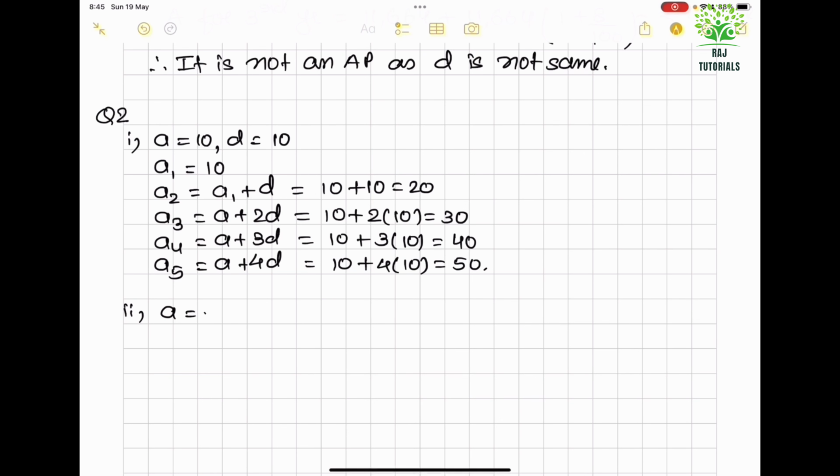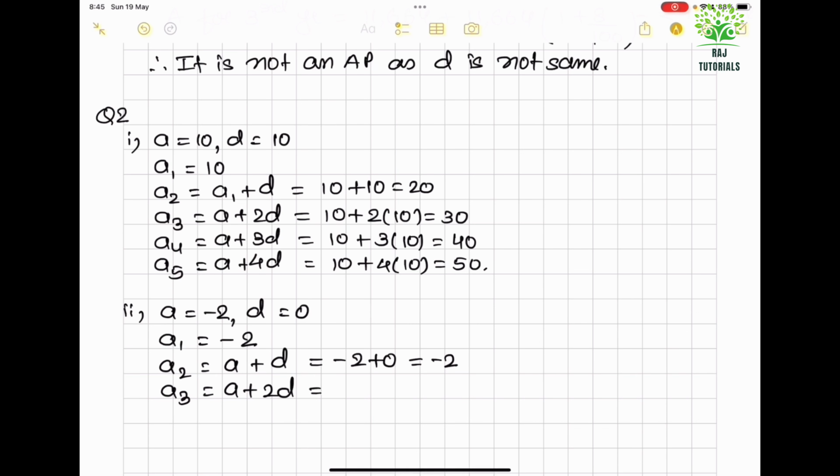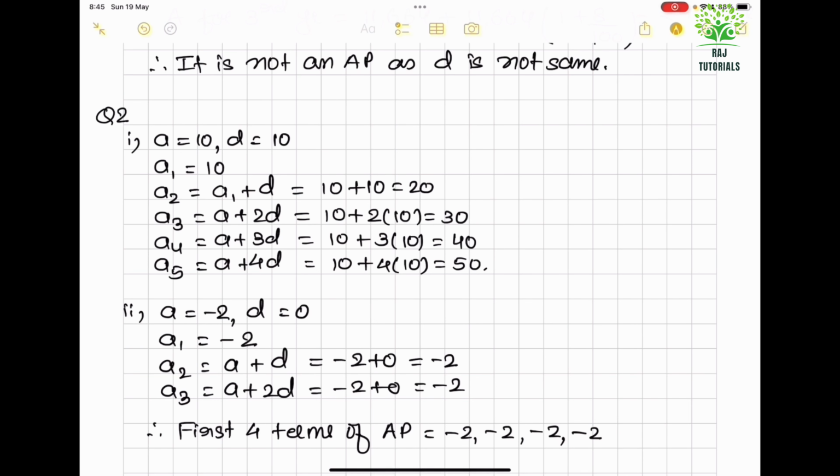Second one is A equal to minus 2, D equal to 0. So A1 will be minus 2, A2 will be A plus D, that is minus 2 plus 0, so minus 2. A3 will be A plus 2D, so that will be minus 2 plus 0, that is minus 2. So therefore first four terms of AP will be minus 2, minus 2, minus 2, minus 2.